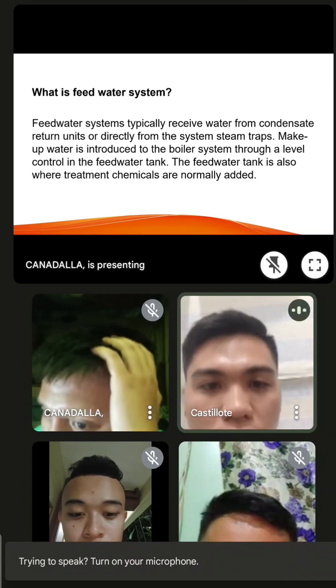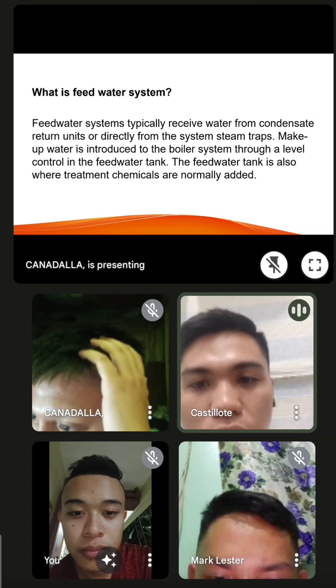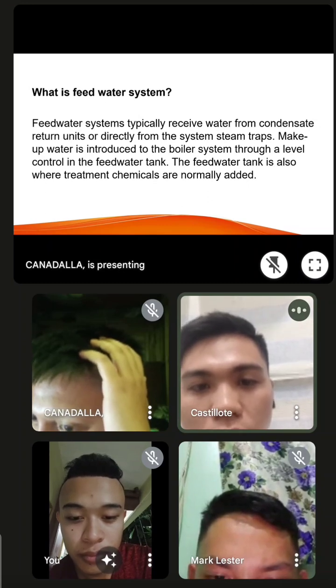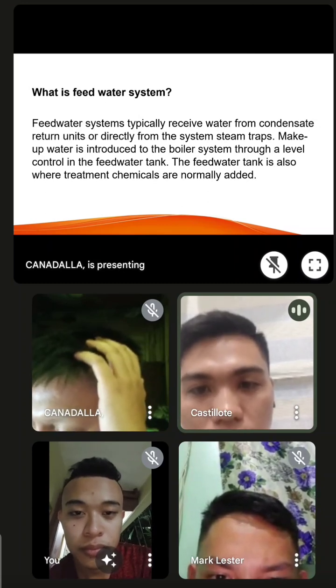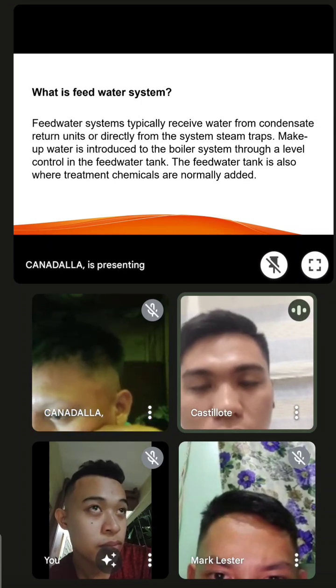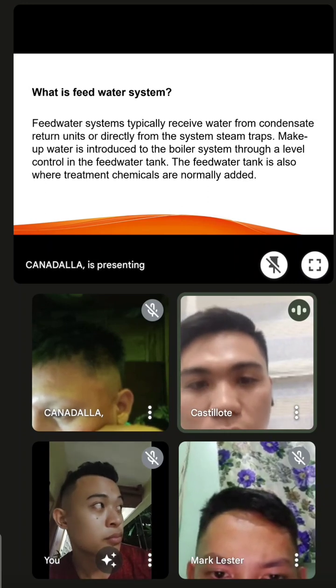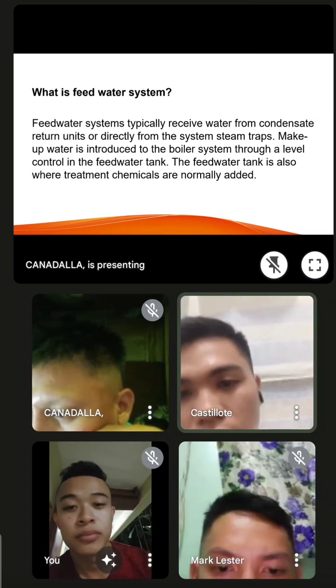Next, what is a feedwater system? A feedwater system typically receives water from condensate return units or directly from the system steam traps. Make-up water is introduced to the boiler system through a level control in the feedwater tank. The feedwater tank is also where treatment chemicals are normally added.